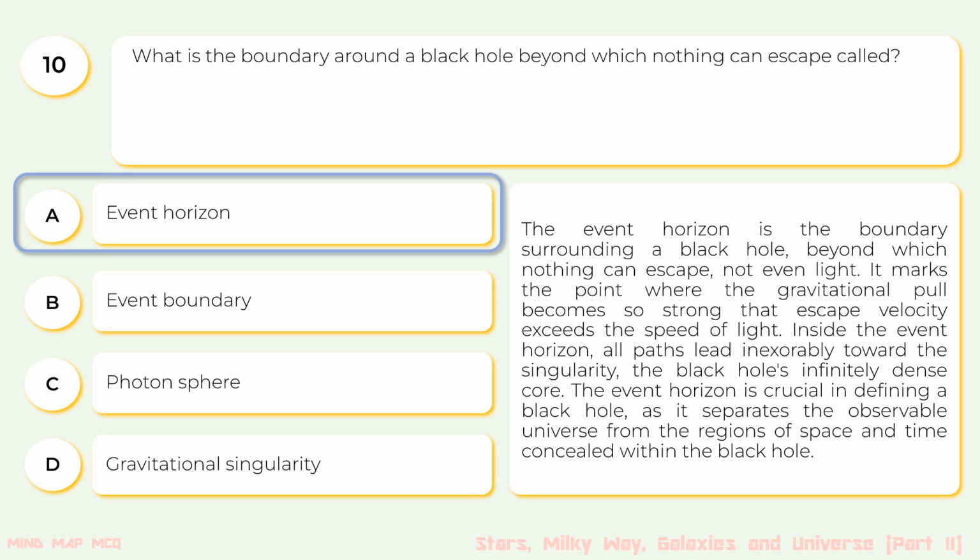Inside the event horizon, all paths lead inexorably towards the singularity, the black hole's infinitely dense core. The event horizon is crucial in defining a black hole as it separates the observable universe from the regions of space and time concealed within the black hole.